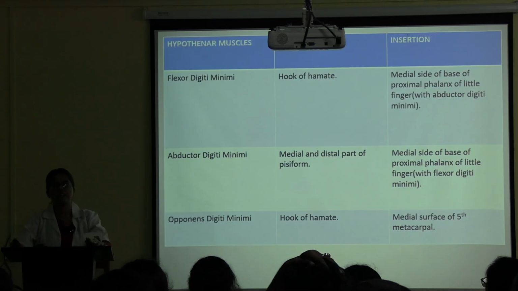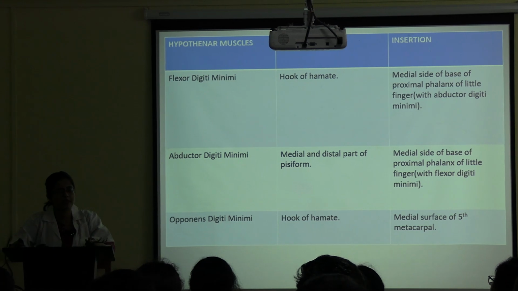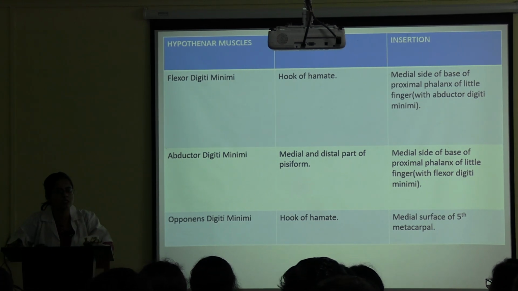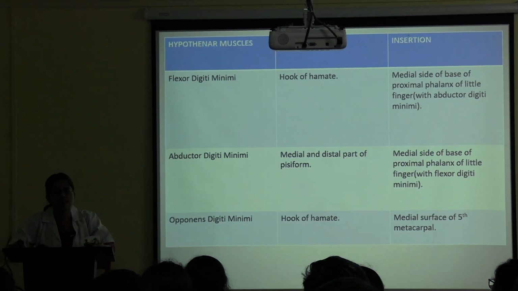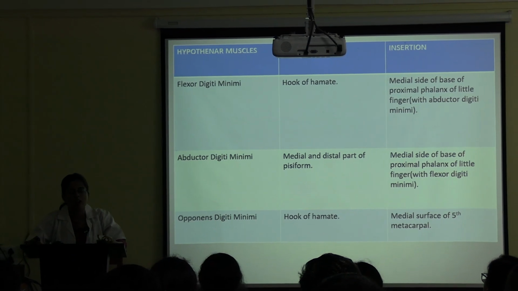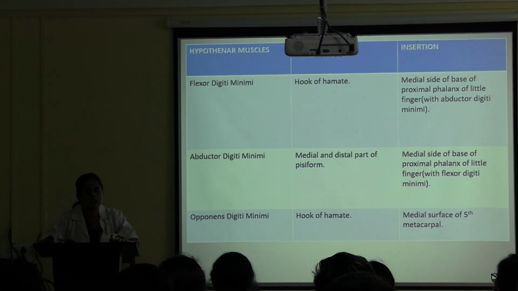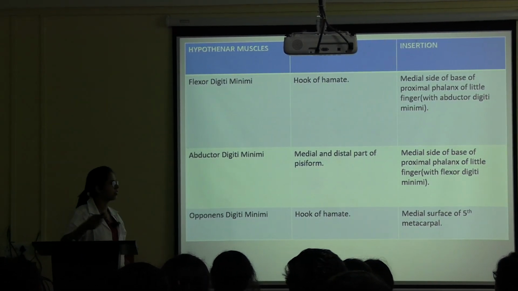So the muscles of thenar region are supplied by median nerve, except adductor pollicis. Adductor pollicis is supplied by ulnar nerve. Muscles of hypothenar region are supplied by ulnar nerve. Okay, clear?